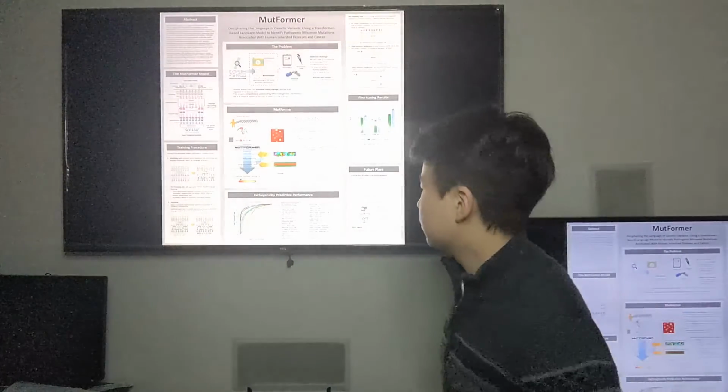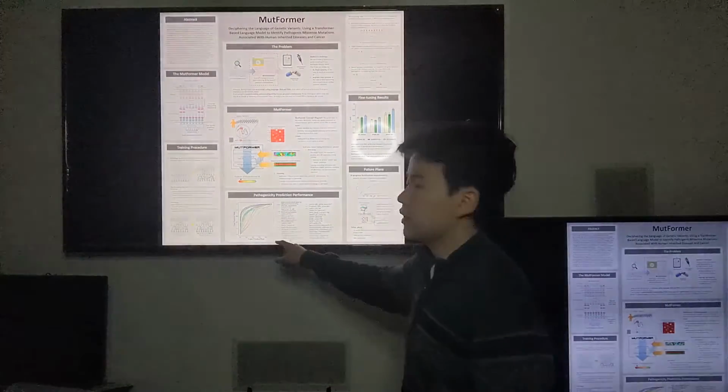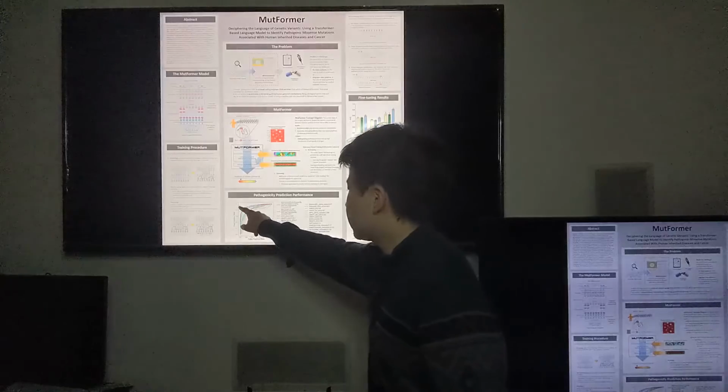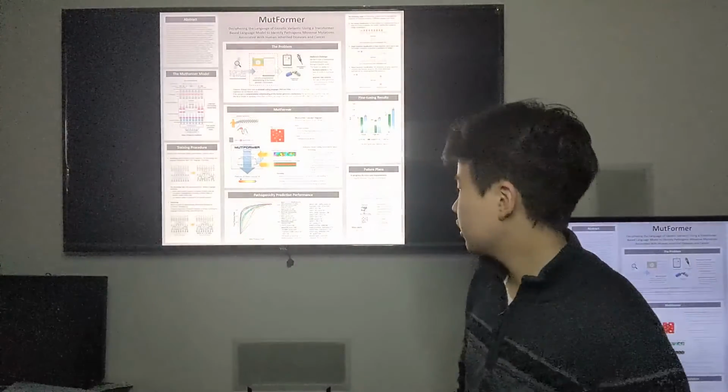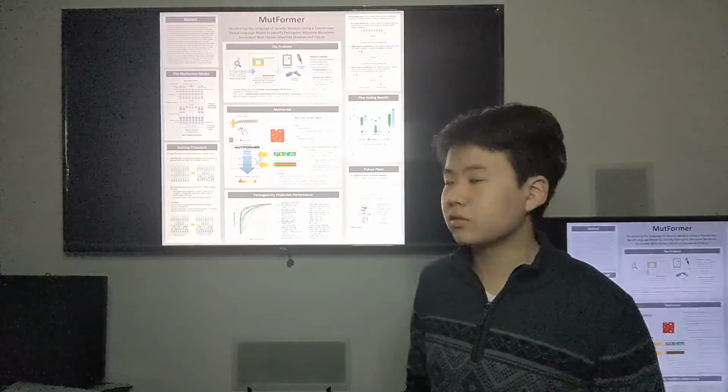This is a receiver operator characteristic curve. Higher area under the curve is better, so the ones in the upper left corner are the best performing methods. From this graph, we see that MuteFormer matches or outperforms essentially all of the methods here.